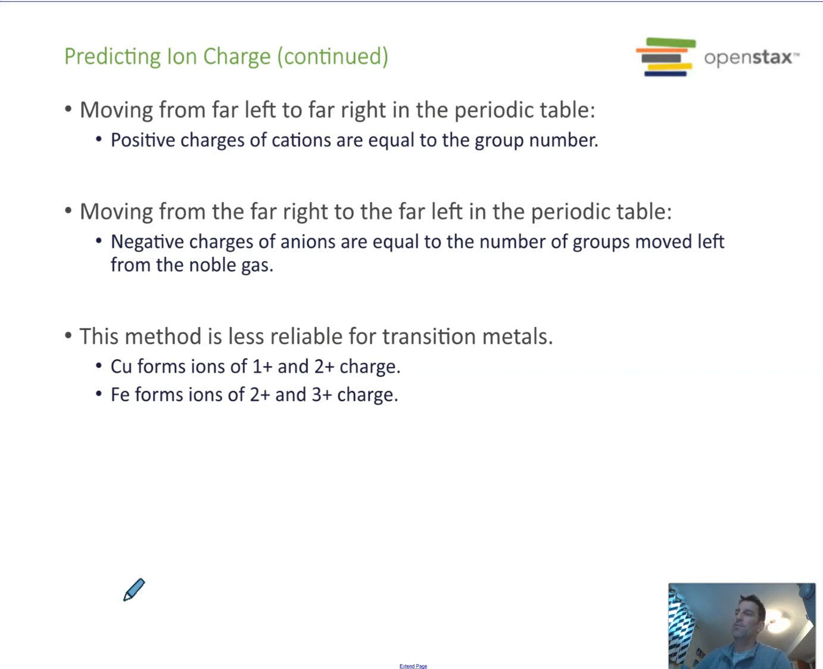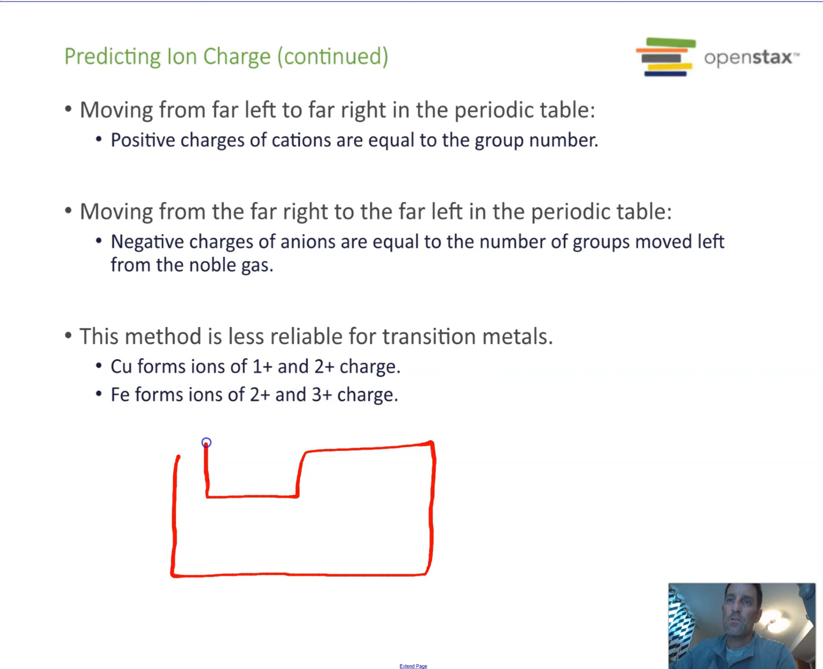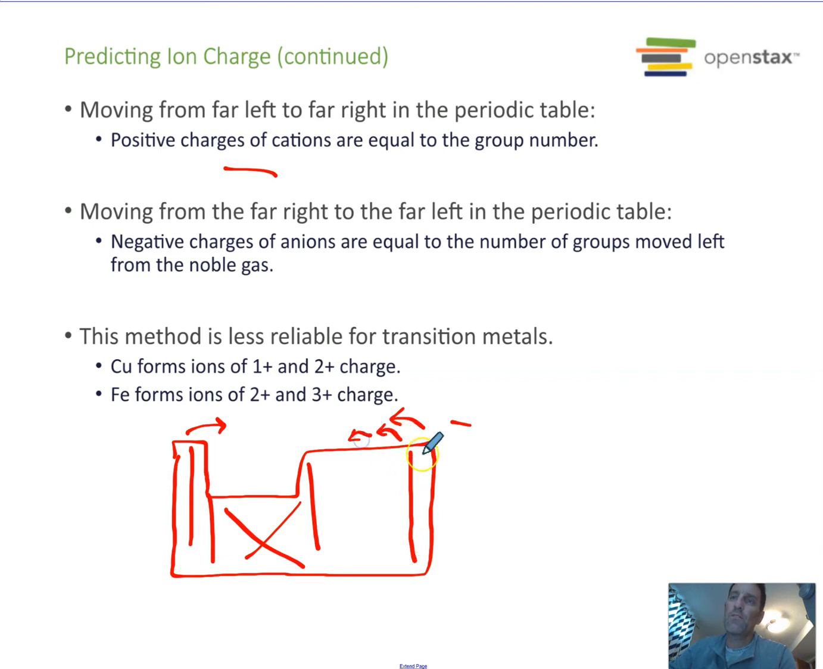So if I draw, once again, I hit the eraser. I don't really know what's going on here. Okay, so this is a little bit better. So it's just saying as I go that way, I become positive equal to the number of families I went over. Now remember, we're skipping these. But then it's saying if I'm going this way, I become negative based on the number of times I moved away from here.